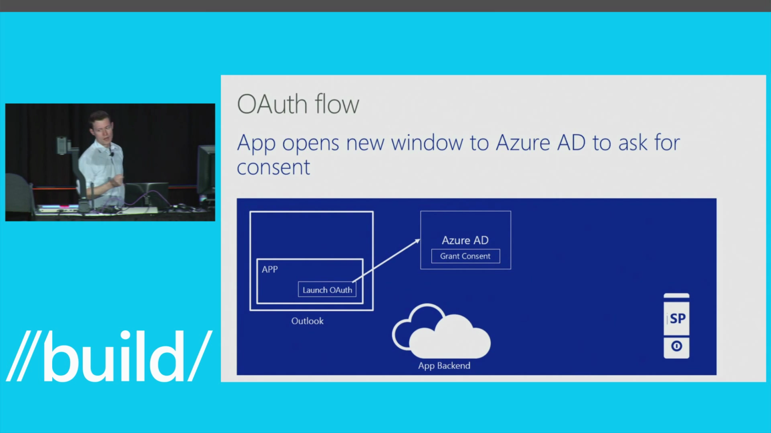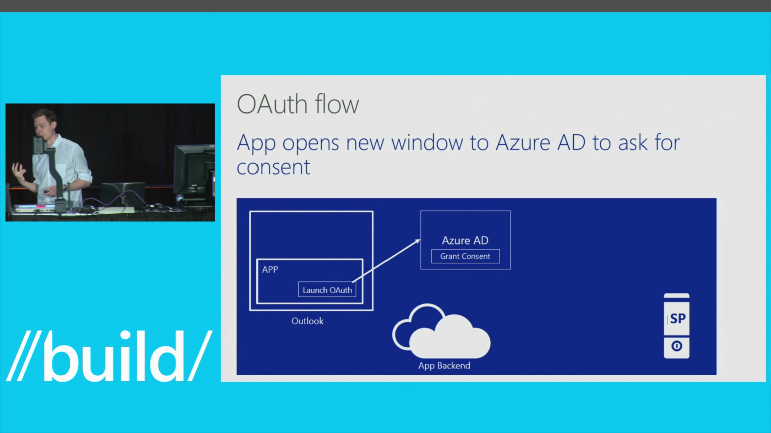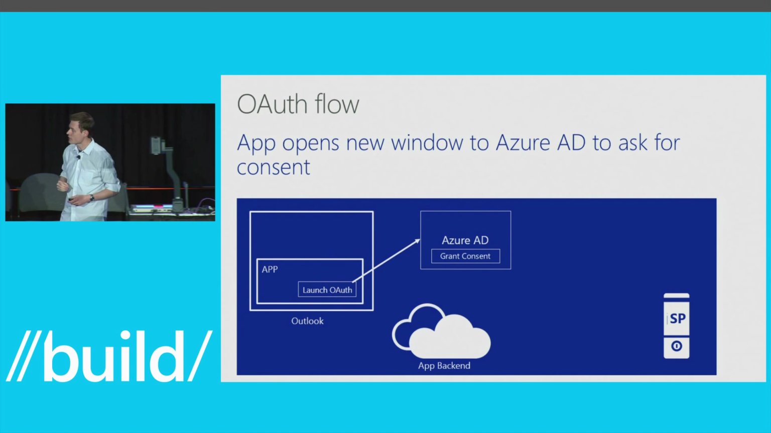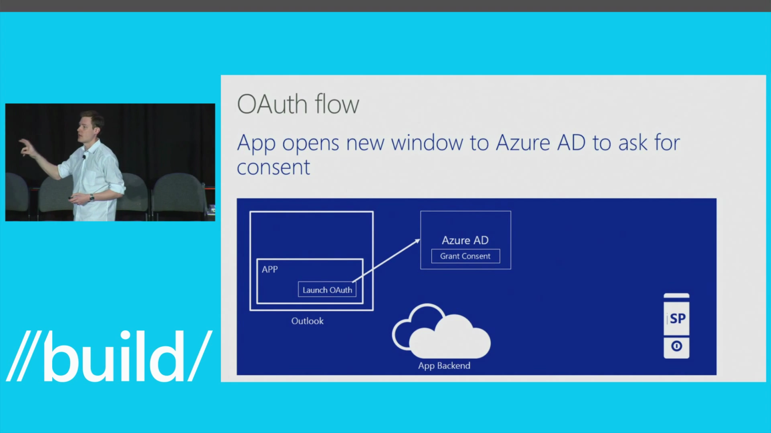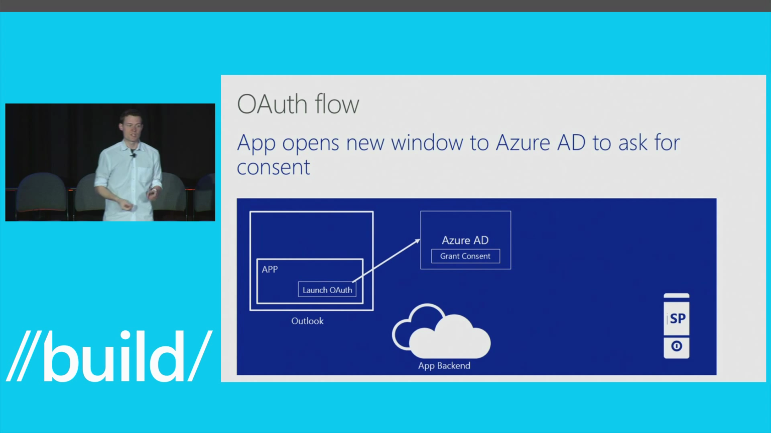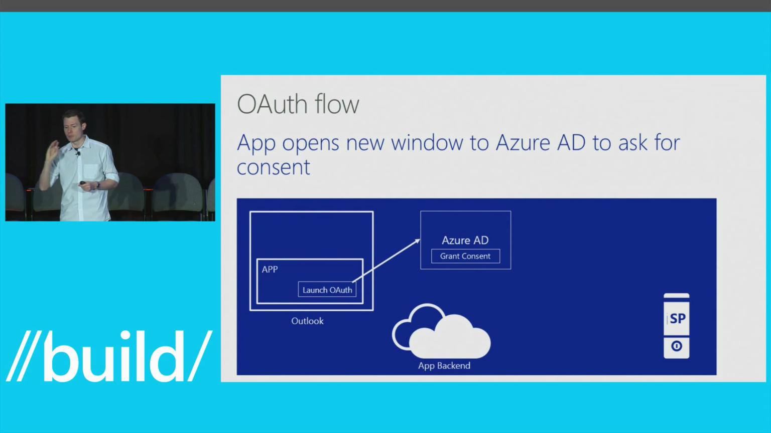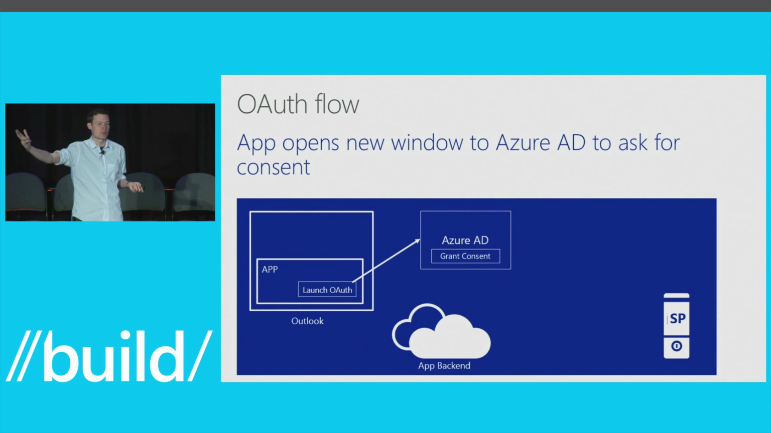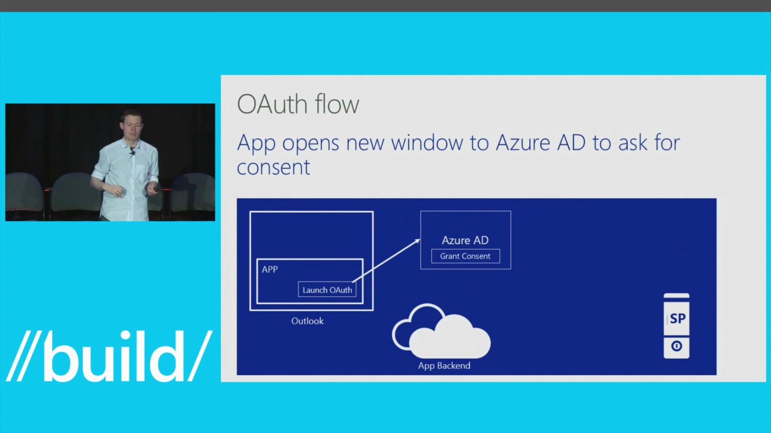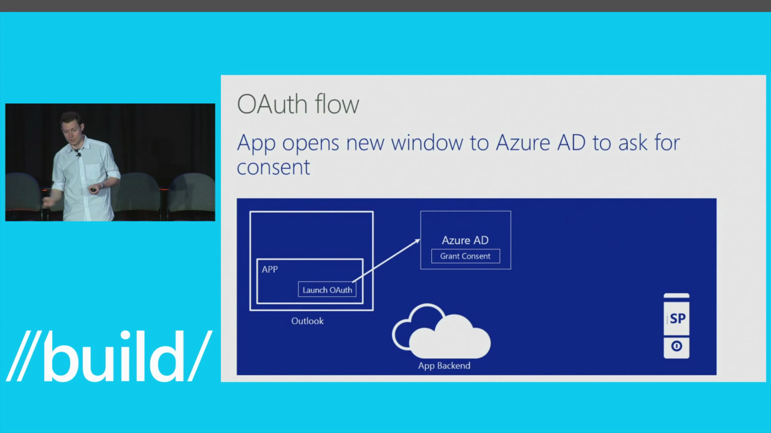To do OAuth, there are a couple of steps we have to do. Here in the diagram, you can see we have Outlook, we have the app in a frame, and we have a little button called Launch OAuth. We'll call it sign in, call it whatever you like. When the user clicks on it, our app is going to pop open a new window and point it to Azure AD, and this is standard OAuth. Azure AD is going to ask for the user to consent.